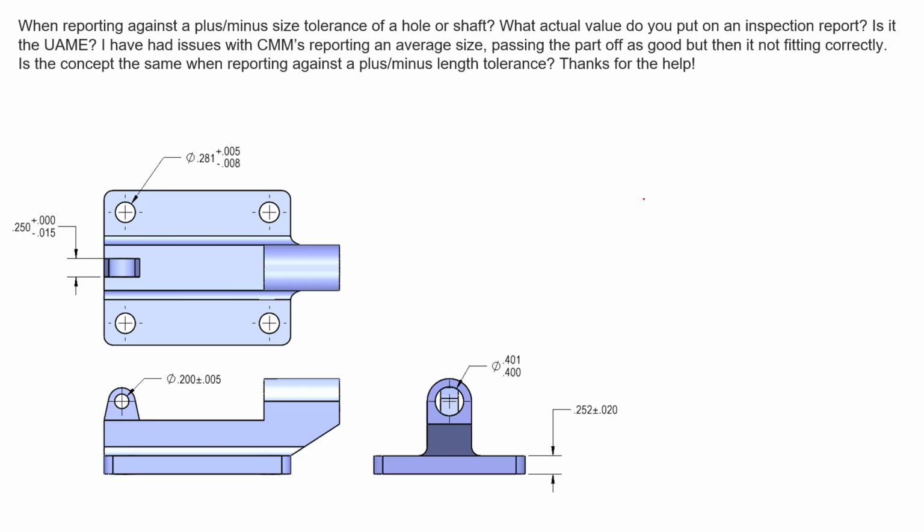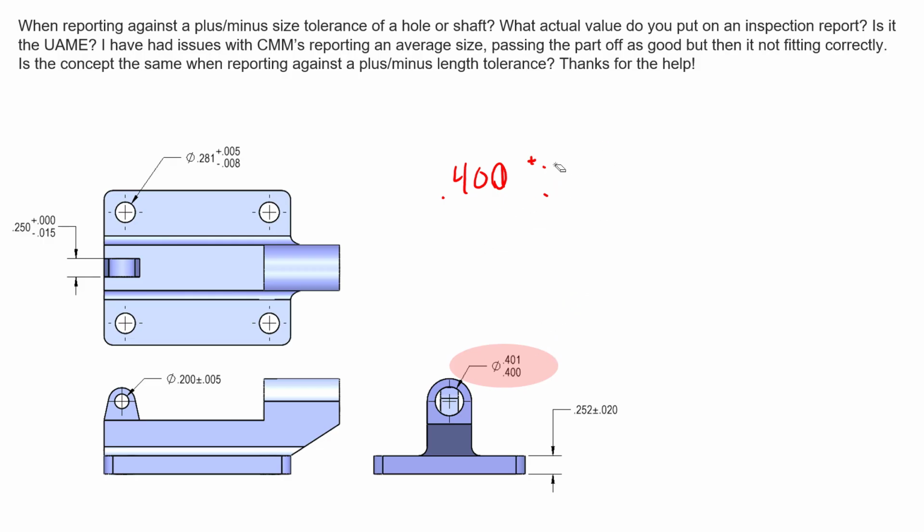So let's take this example here. We're going to highlight this 0.401 and 0.400. For those of you that aren't familiar with this tolerancing method, it could be looked at as exactly the same as 0.401 plus nothing minus 1,000th, if you want to look at it that way, or 400 plus 1,000th minus nothing. This is simply limit tolerancing.